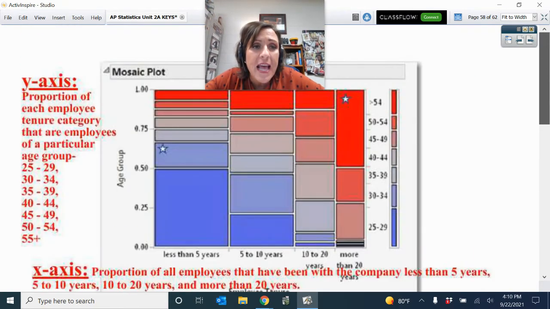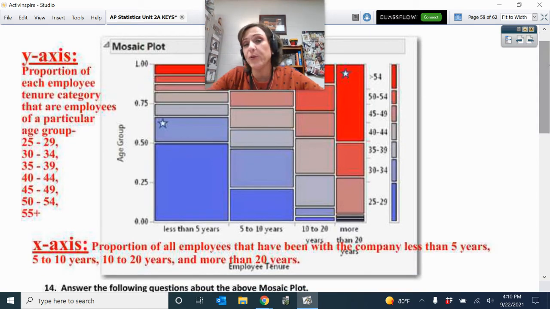Now, but more importantly, I want to make sure that you understand the interpretation of the x and the y axis. So here we go.